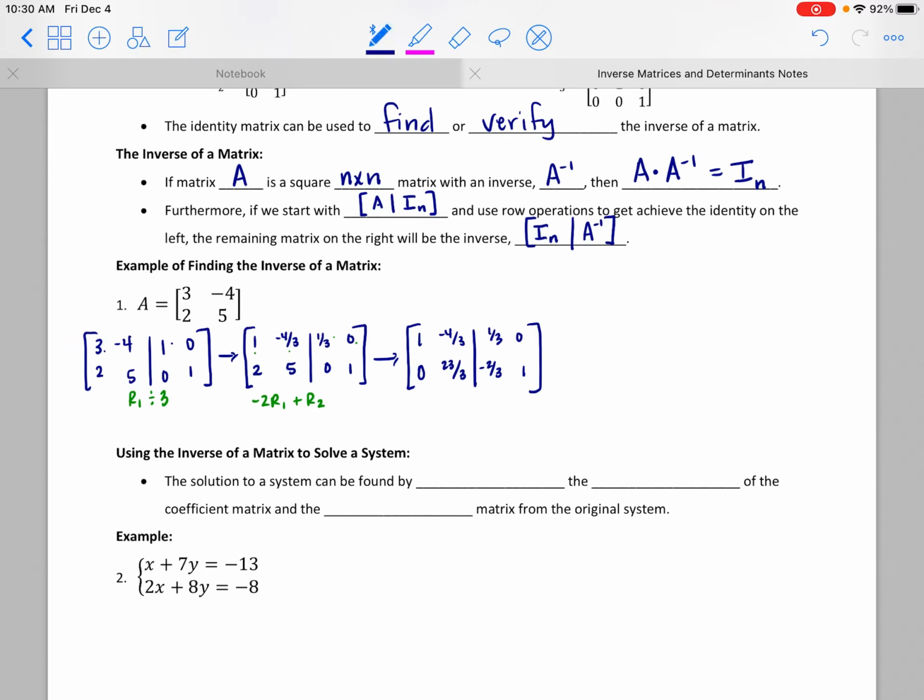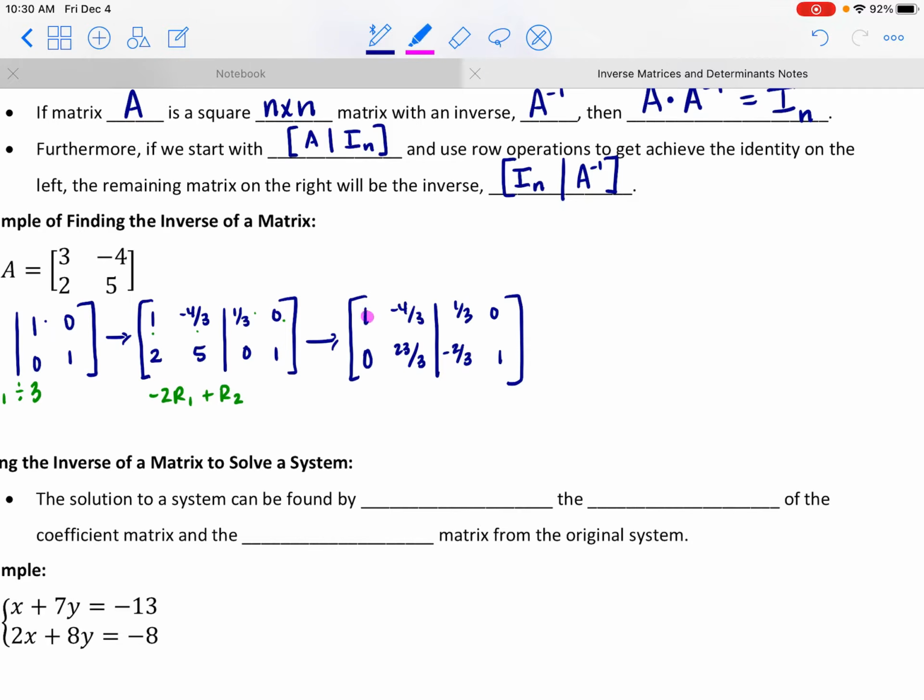Okay, so now, again, I've got the 1, got the 0. I need a 1 where the 23 thirds is. So I'm going to multiply row 2 by 3 over 23. So 3 over 23 times row 2 is going to get me a new row 2. And so again, row 1's not going to change. It's still going to be 1, negative 4 thirds, sorry, 1 third, and 0.